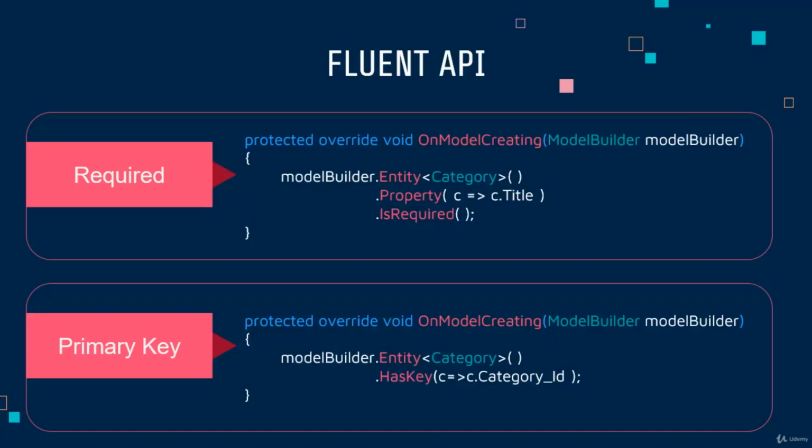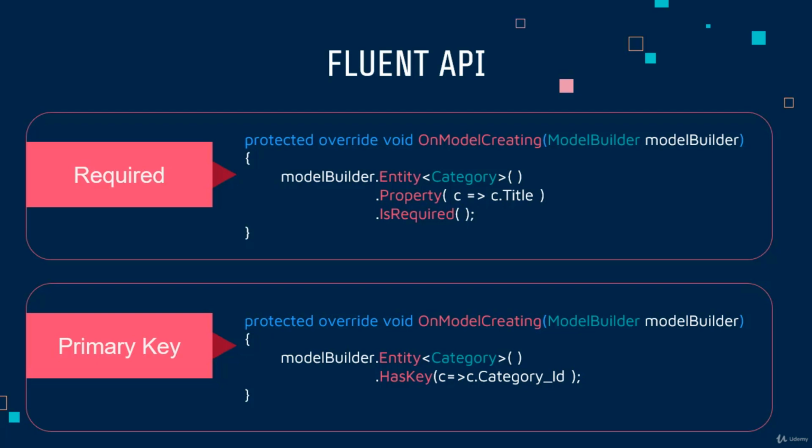In this video, we will start working with doing everything that we did with data annotation using Fluent API. First, we will start with the most important, which is primary key and then required attribute. Without primary key, you cannot add a model to the database. If the primary key is ID or entity followed by ID, we do not need to specify it explicitly. But if that is not the case, like here, if it is category underscore ID, you need to explicitly tell that this will be a primary key.